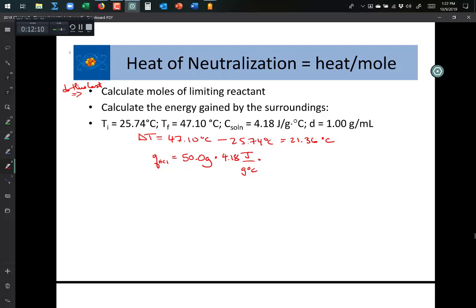They both started at 25.74, and they both ended up at 47.1, because when you mix the two together and the reaction takes place, you can't really keep the two solutions apart. You just get one temperature for the both of them, right? So this is going to be 21.36 degrees Celsius. Now, if you do this calculation for the NaOH, what does it look like? How much sodium hydroxide did you have? 50 grams, right? We're assuming that they have the same specific heat, which is roughly true.